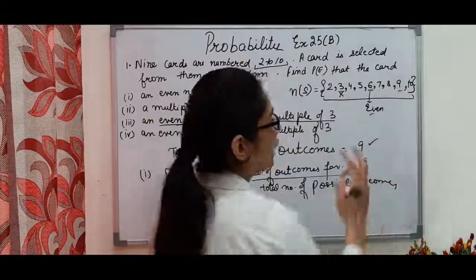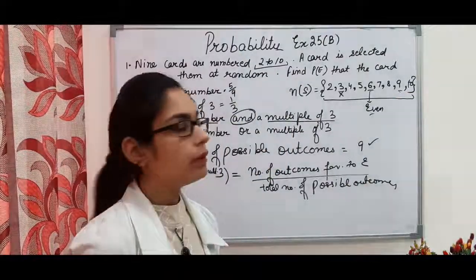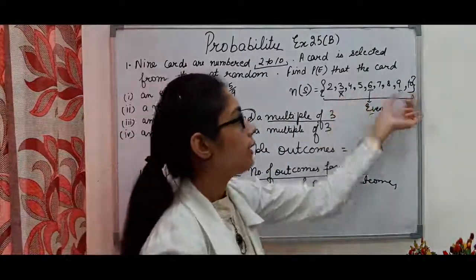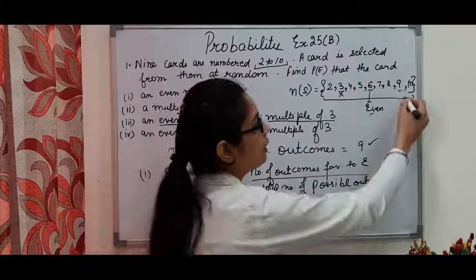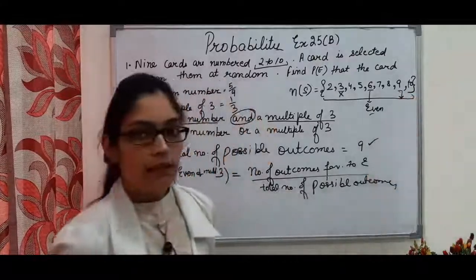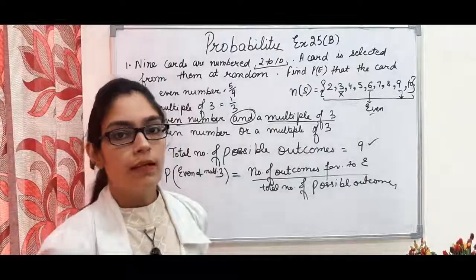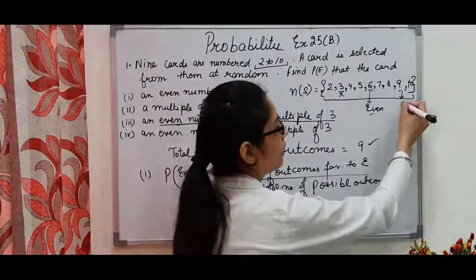Then because I had only 3 multiples of 3, 3, 6 and 9, 9 again I can see 9 is a multiple of 3 but it is not an even number. So again I cannot take this.